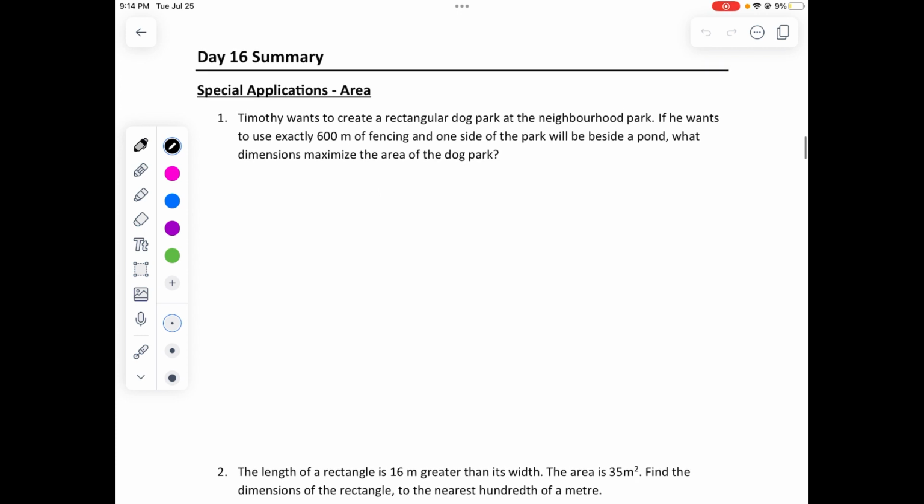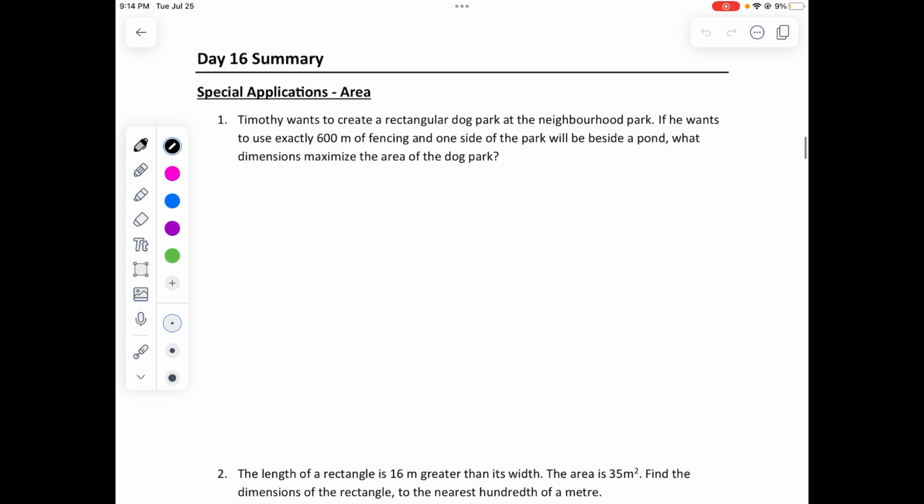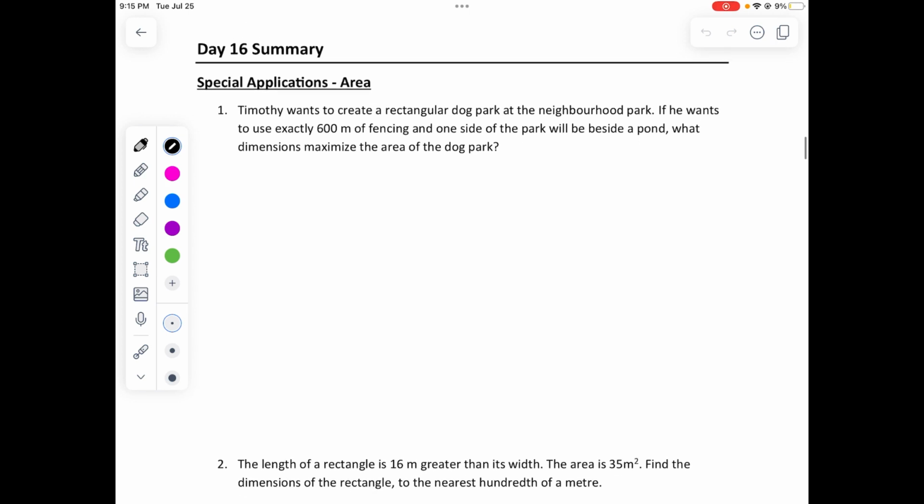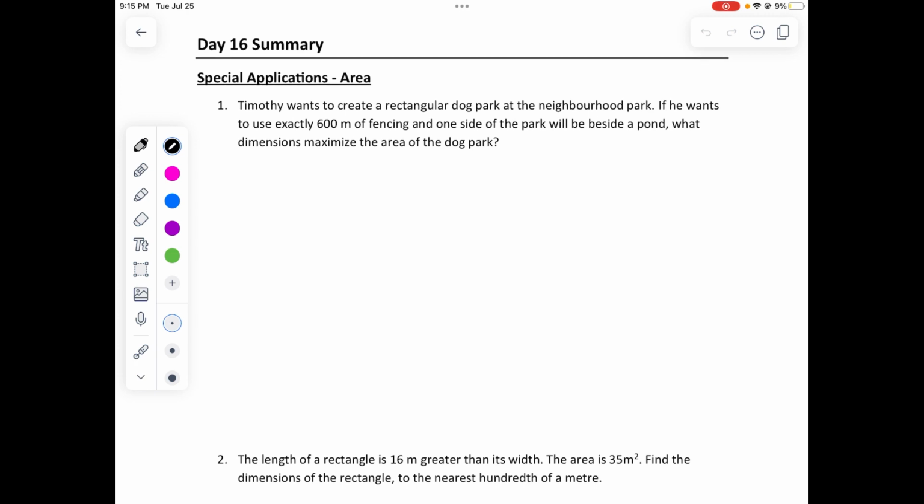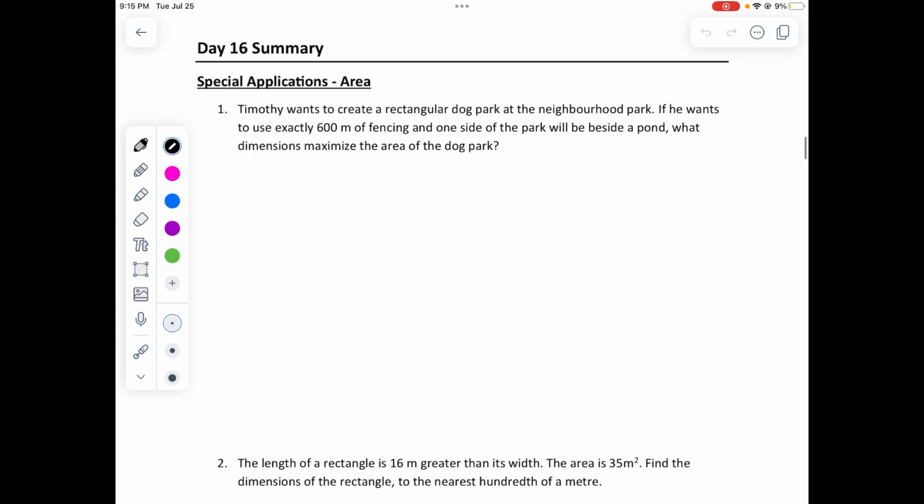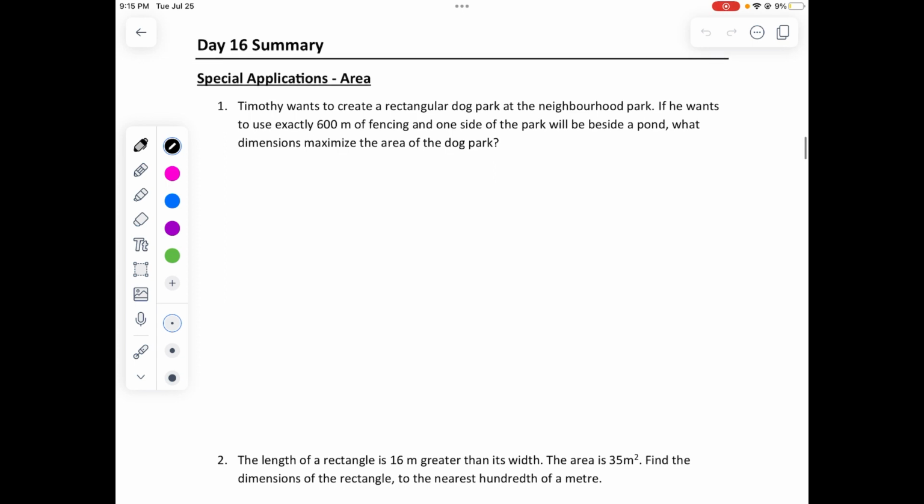And the first one is area and perimeter problems. So I think it's easiest if I just hop in with some examples rather than giving steps. You can see how we set these up. So the first question here says, Timothy wants to create a rectangular dog park at the neighborhood park. If he wants to use exactly 600 meters of fencing and one side of the park will be beside a pond, what dimensions maximize the area of the dog park?